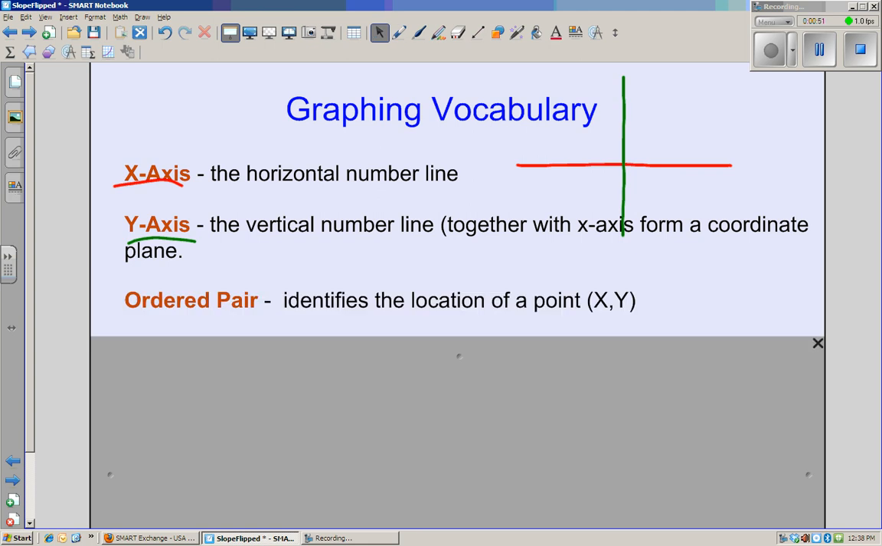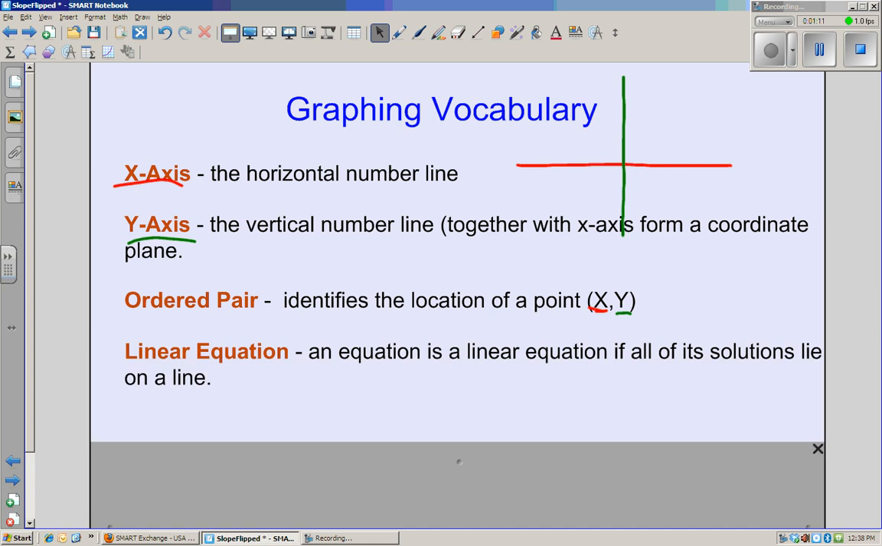Next, we have an ordered pair. This will be the first part of our study session. An ordered pair identifies the location of a point. It is written, which is important, and I'll keep the same colors, x first and y second. Like I said, we'll be going through that in much more detail in a second.